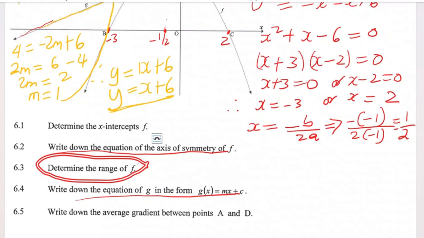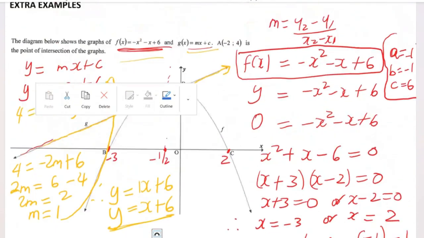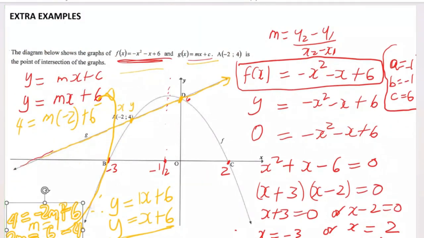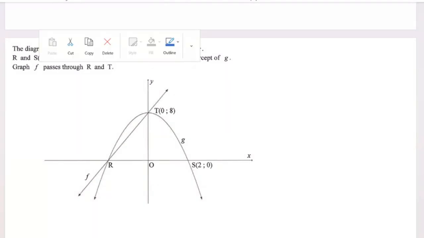And then write down the average gradient between A and D. Finding the average gradient, we are not there. A and D, to find the average gradient, it means we are finding this, okay? A change in y and a change in x, which is the same as this one, which is equal to 1, okay? So we are not there. I just want to show you another example that I came across, which is pulling these things together.